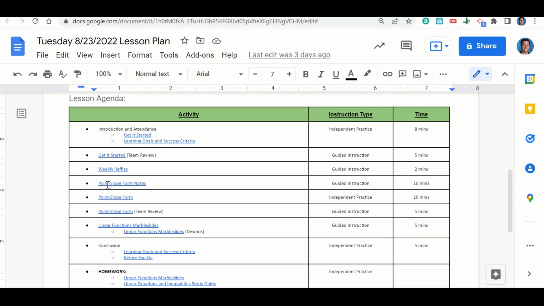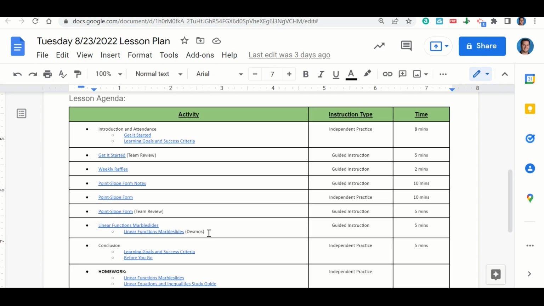After that, we'll go over the point slope form notes. And then I'll give you time to complete your point slope form assignment. Once you've completed your assignment, we'll go over it together and answer any questions that you may have. After that, we'll go over the linear functions marble slides activity, which is on Desmos. I'll show you how to do it, and then you'll complete the rest of it for homework.